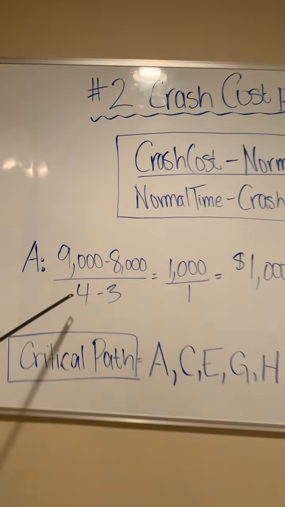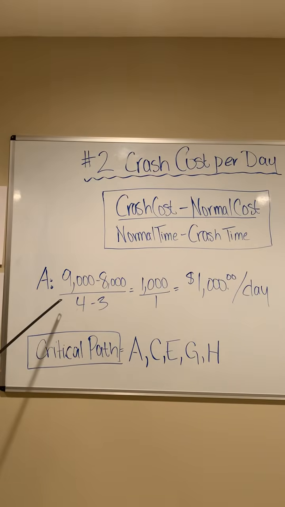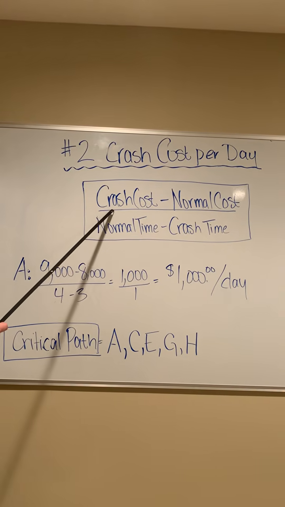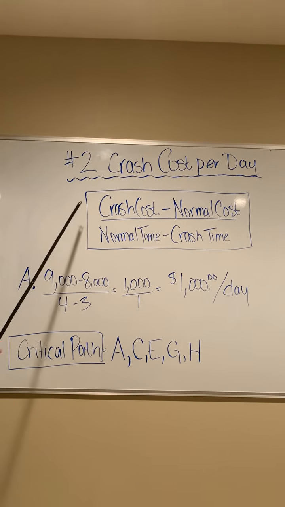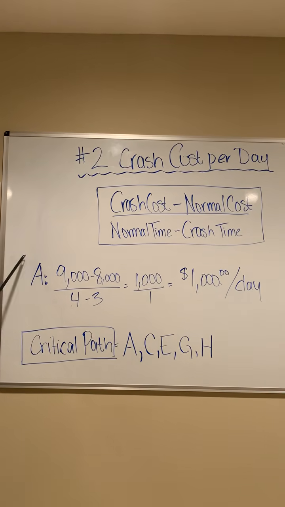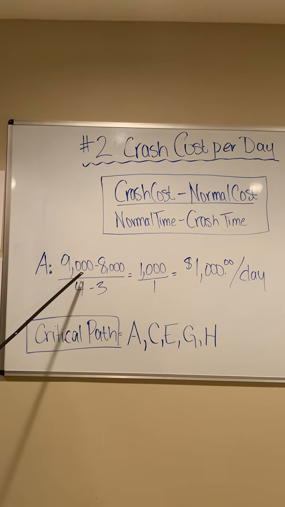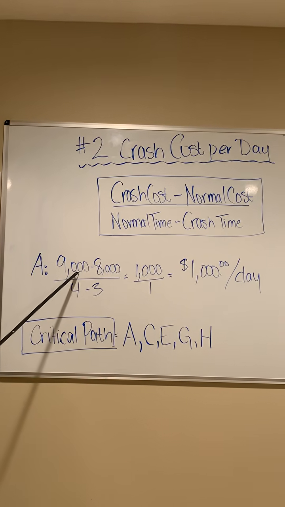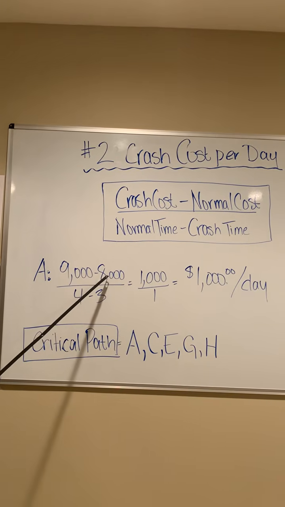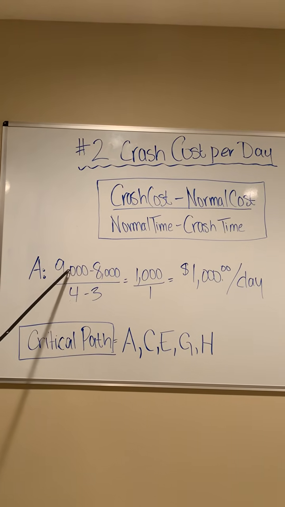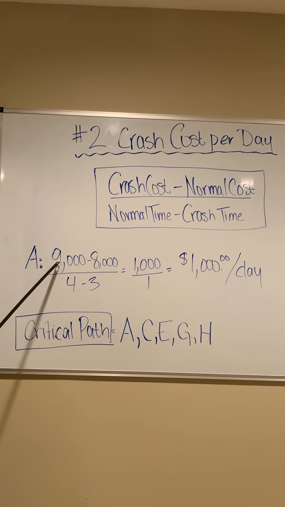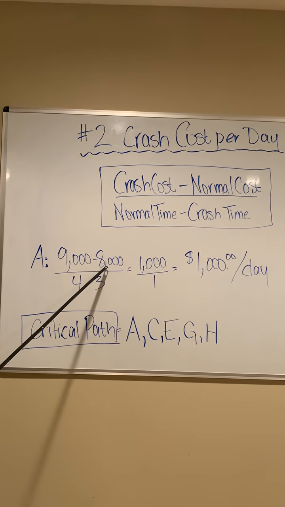an example here. Once again, in order to get the crash cost per day, we're going to use the formula crash costs minus normal costs over normal time minus crash time. Activity A had a crash cost of $9,000. $9,000 is obviously more than $8,000 because we are adding resources to it. So the crash cost will always be higher than the normal cost.